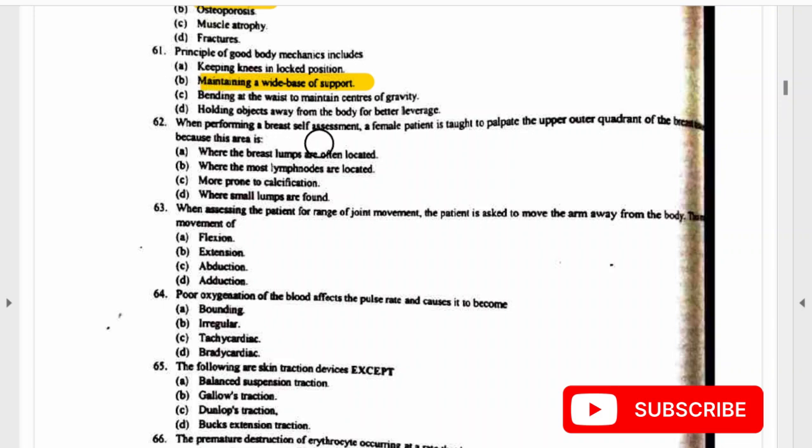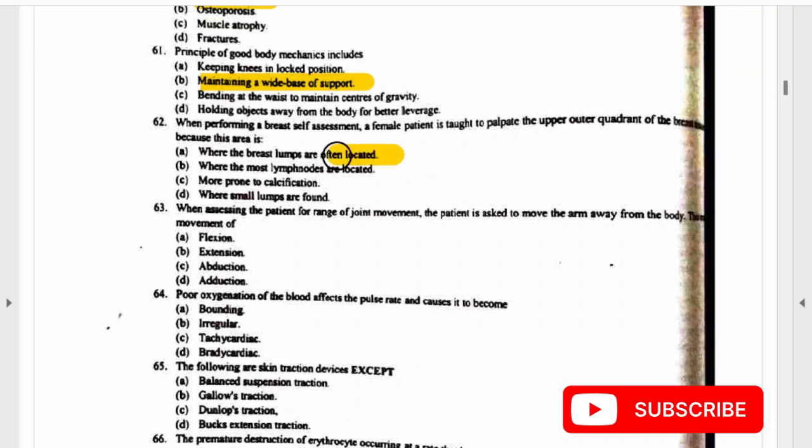So 62. When performing a breast self-assessment, a female patient is taught to palpate the upper outer quadrant of the breast because this area is what? Who can tell me? Take a good look at the options. If you're a lady, a midwife, a nursing student, you should be able to answer this. The answer, of course, is A.